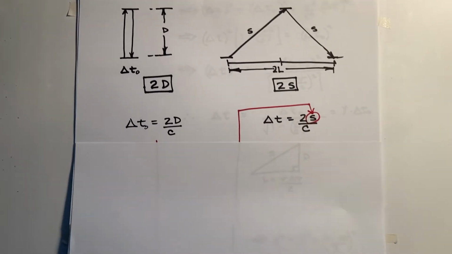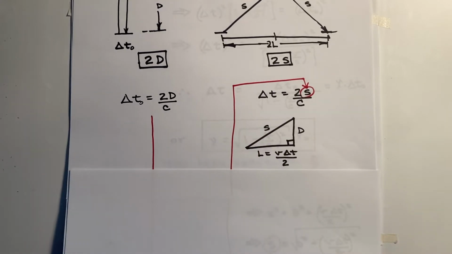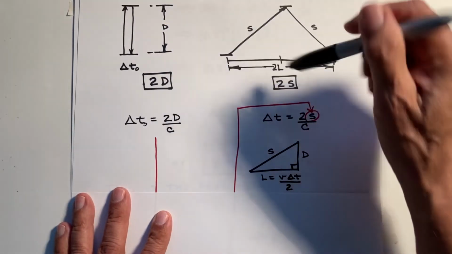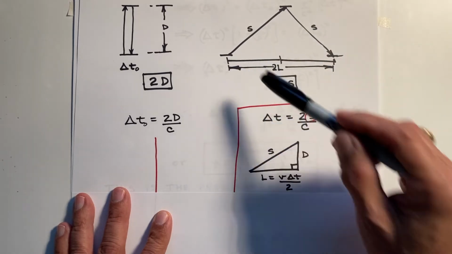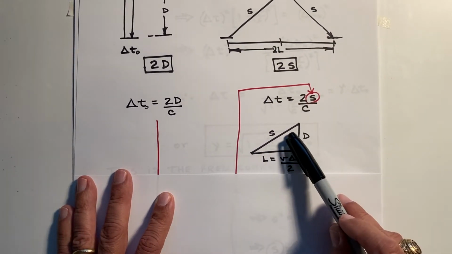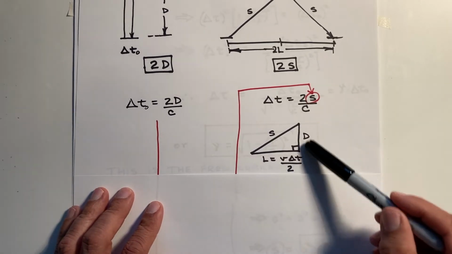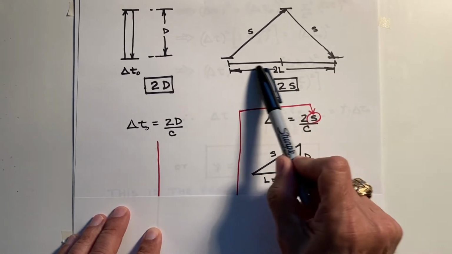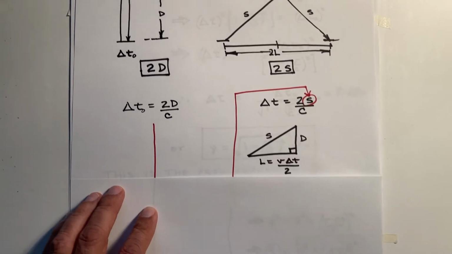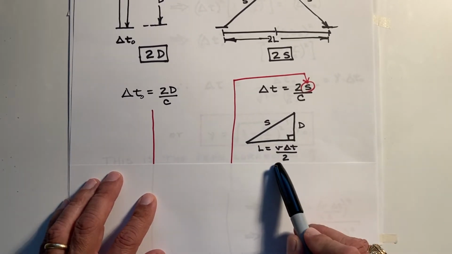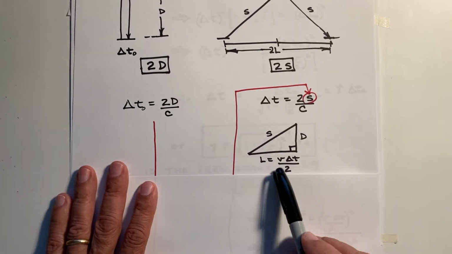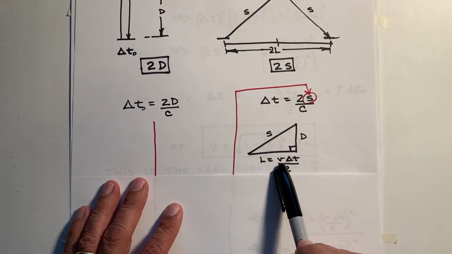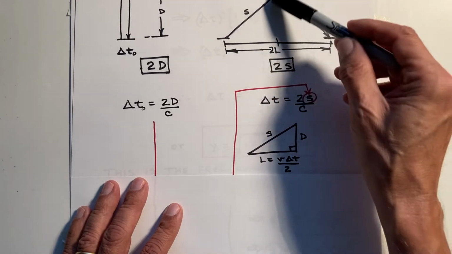We can say something more about S in terms of the geometry of the problem. It's a right-angled triangle, with the hypotenuse being S, one side d, and the other side l. If we call that side l, then the original base of the experiment has to be 2l. We also notice that l is equal to v times delta t divided by 2, because that is the length, and the time is divided by 2 because we're only looking at half of the trajectory.